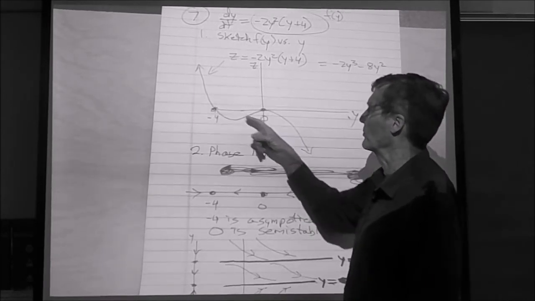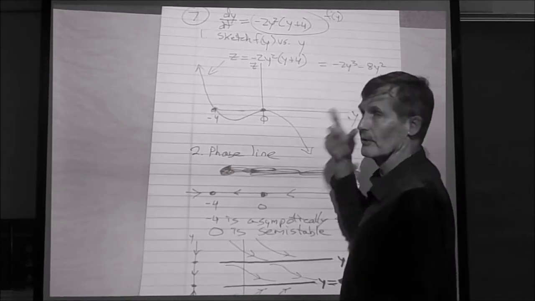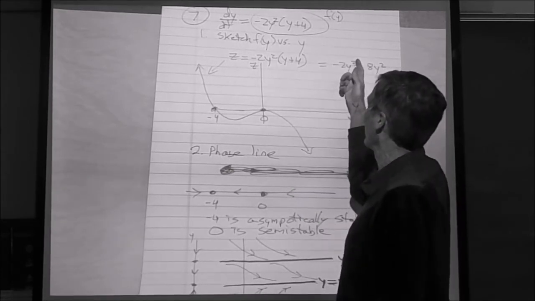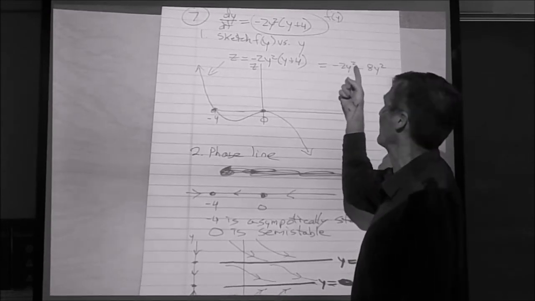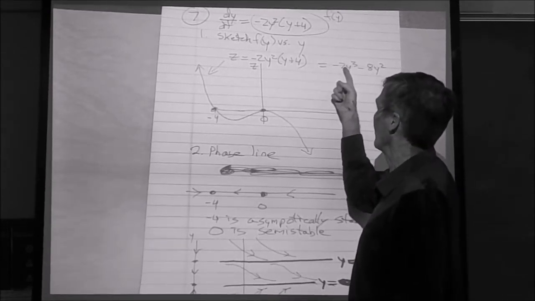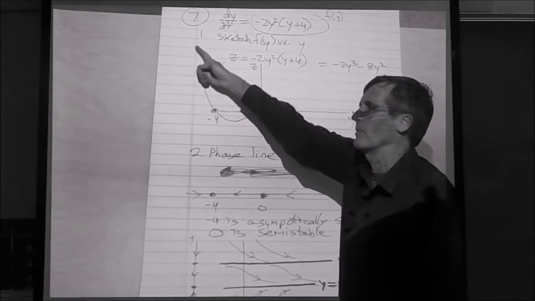It crosses on this one, and it bounces off on this one. What else do we know? If we write this out, we can use the dominant term analysis and say minus 2y cubed. This is the dominant term because it has the highest power. Since it's got a negative coefficient, it's going to go down on the right, and since it's an odd power, it'll go the opposite direction on the left.